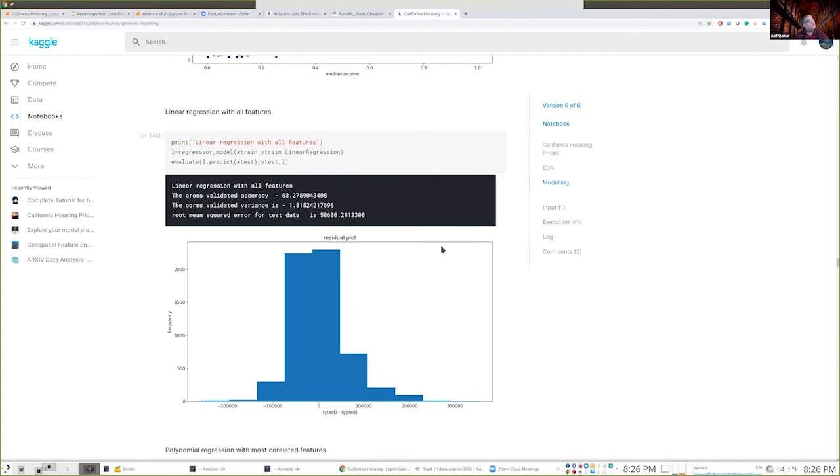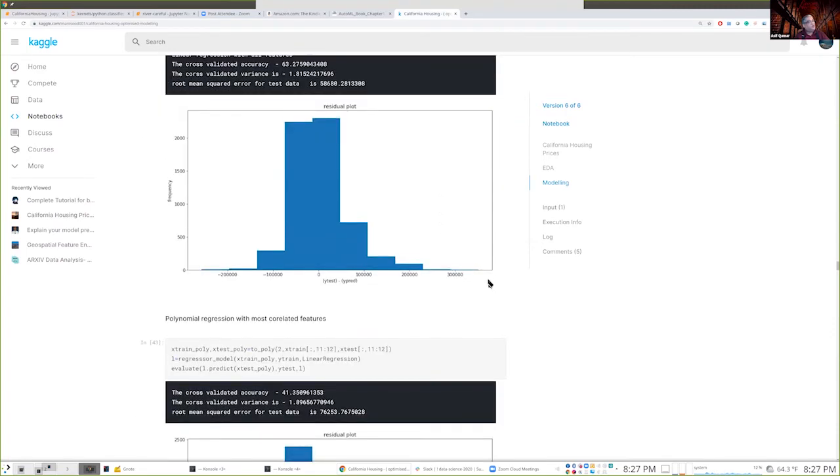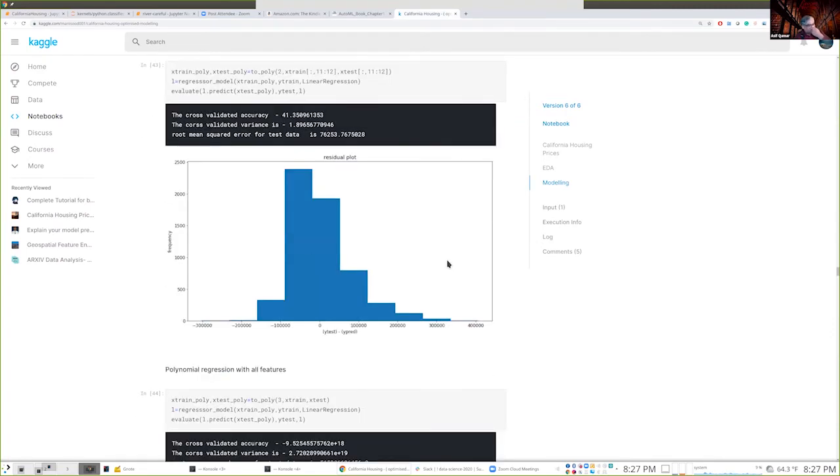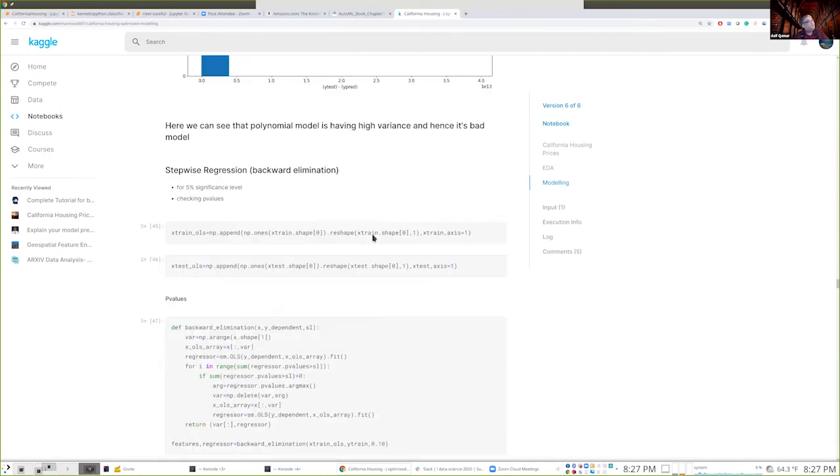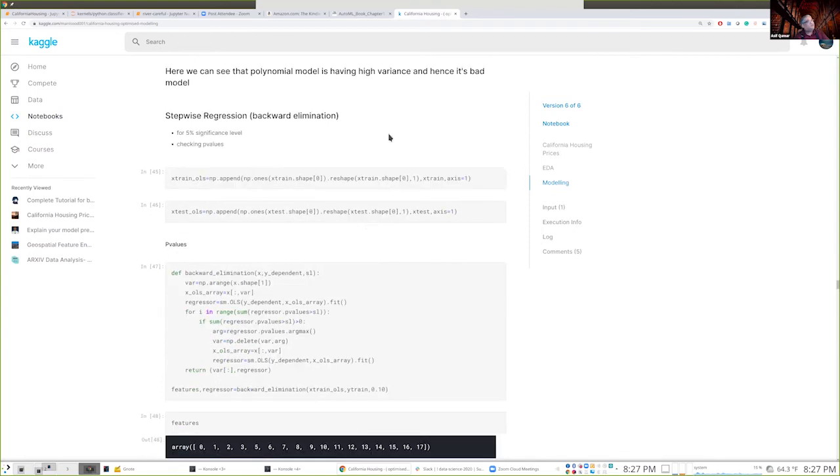Linear regression. It's a good notebook. It's a very good notebook, though we seem to have done better in some areas. It's very good. So now he's doing stepwise regression. He's trying to eliminate features by that.